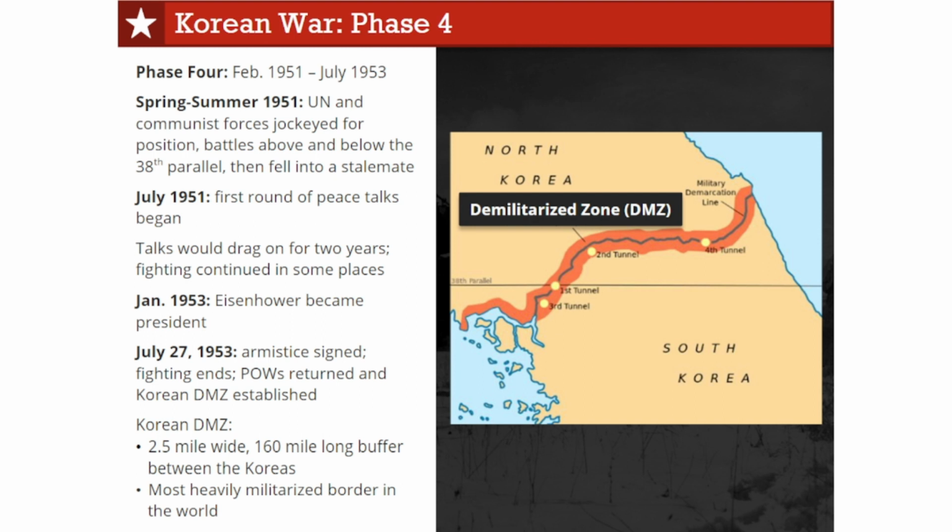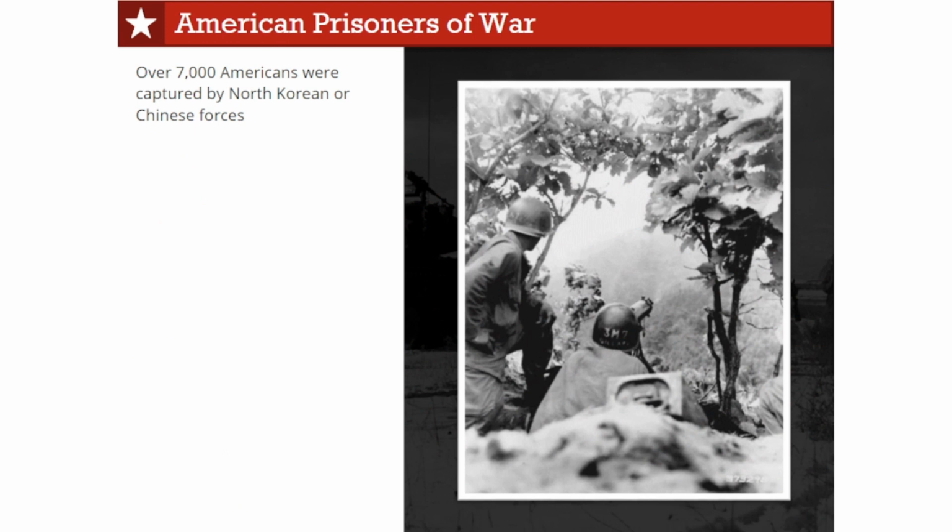Due to ongoing hostilities between the Koreas, almost 25,000 U.S. troops are still currently stationed in South Korea. Over 7,000 Americans were captured by North Korean or Chinese forces during the Korean War. North Korean soldiers routinely mistreated or even killed American GIs at the time of capture.